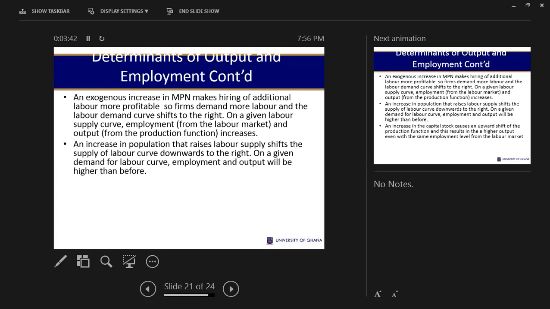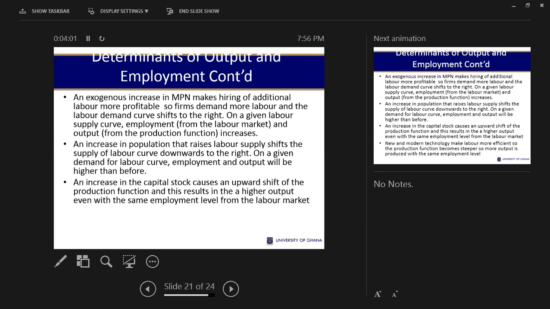And also, if there's an increase in population, we saw this, that the supply curve will shift to the right, which will also cause an increase in equilibrium N and consequently an increase in Y star. And then if there's an increase in the capital stock, the production function will shift upwards, which means that there's going to be a higher level of output at the existing level of N. All these things, you can use the graphs to look at how those changes will affect the Y.